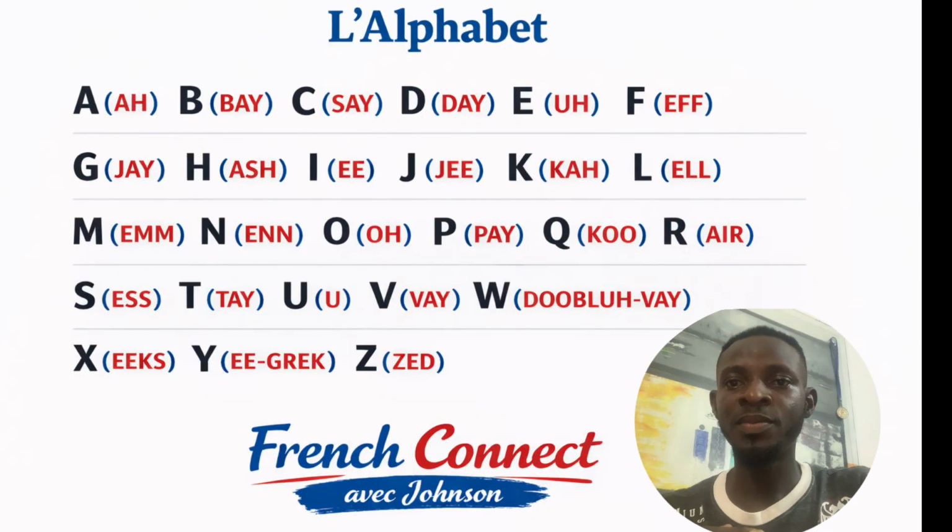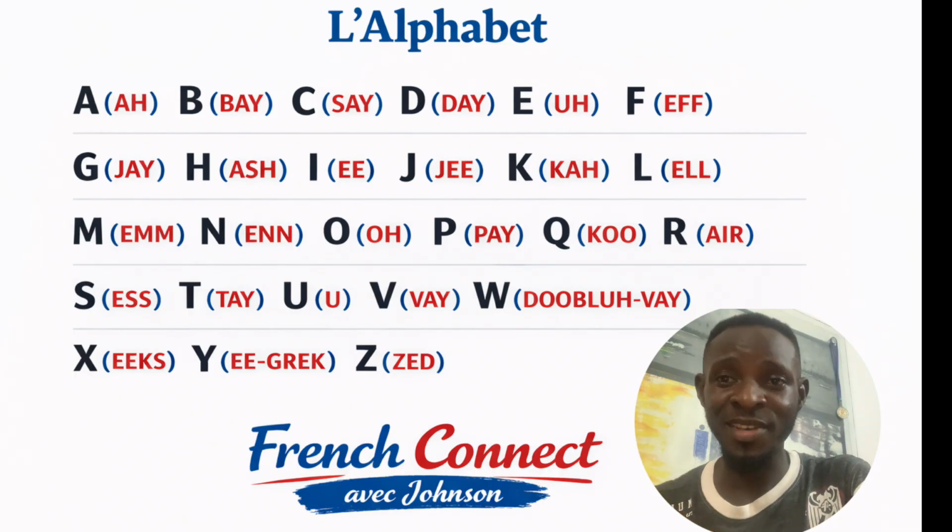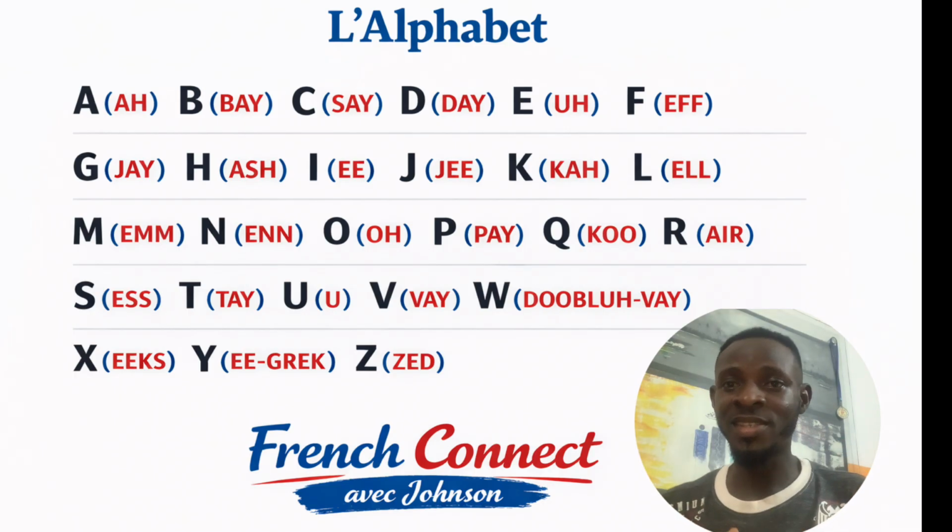All right, so just like we know, the English alphabet has 26 letters. Now the same goes with the French alphabet. The French alphabet also has 26 letters. So we're going to be learning them one by one. We're going to get to know the right pronunciation slowly and steadily. Like I said, don't forget to repeat after me. So let's get to it.